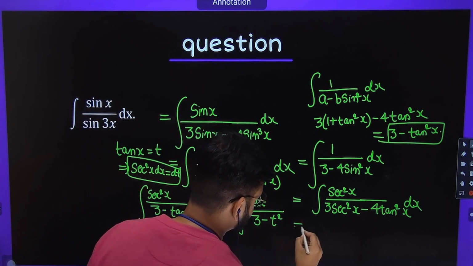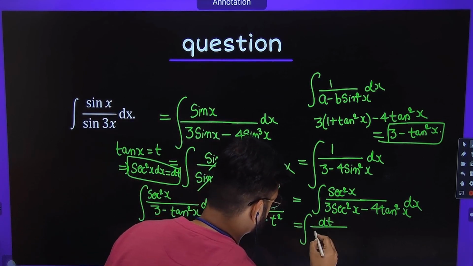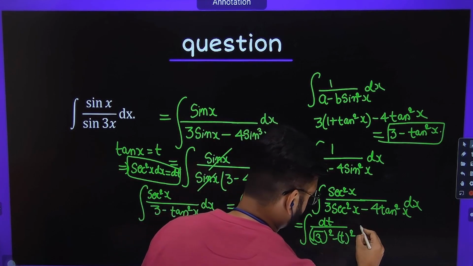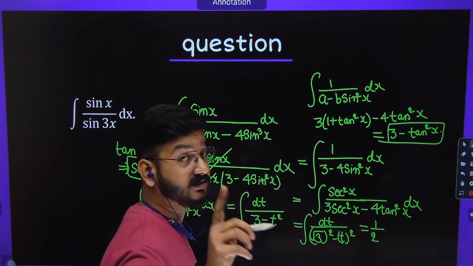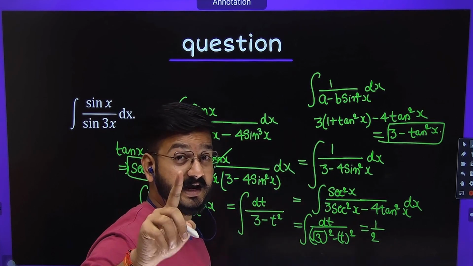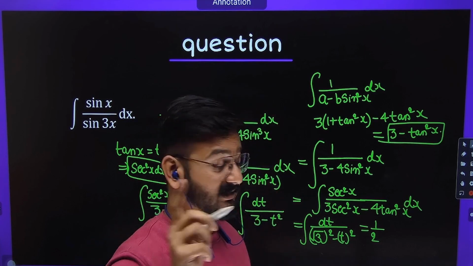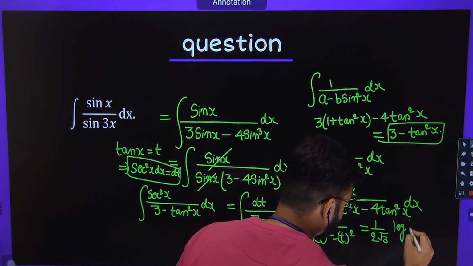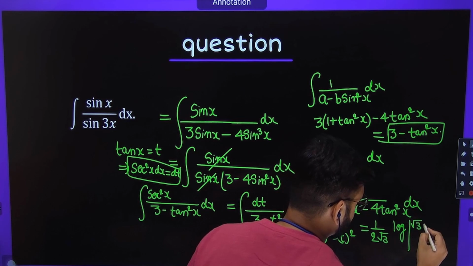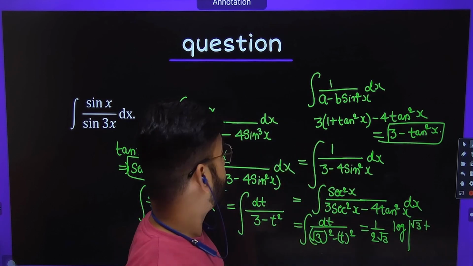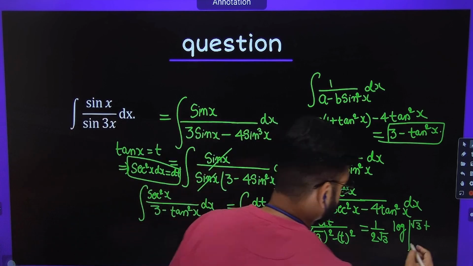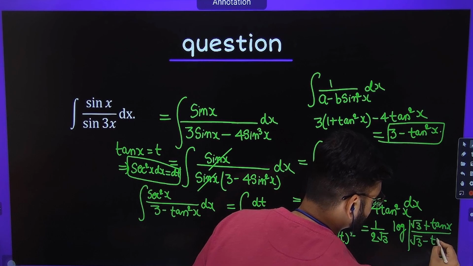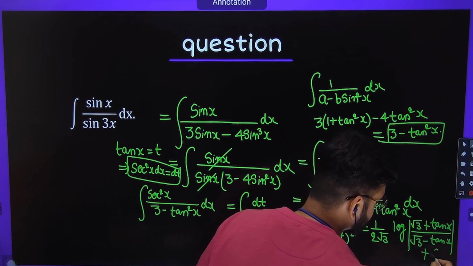So we can write this as dt divided by root 3 whole square minus t square, which will be what? The form is 1 by 2a log of a plus x divided by a minus x. So 1 by 2a, a is root 3, log of a plus x, root 3 plus t. What is t? We have assumed t as what? tan x. Divided by root 3 minus tan x plus c.